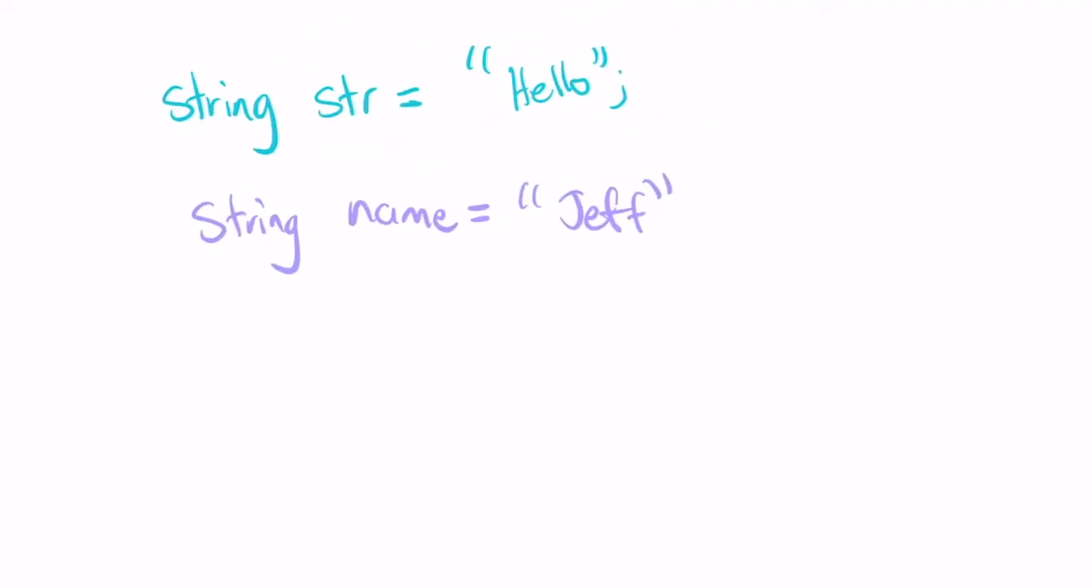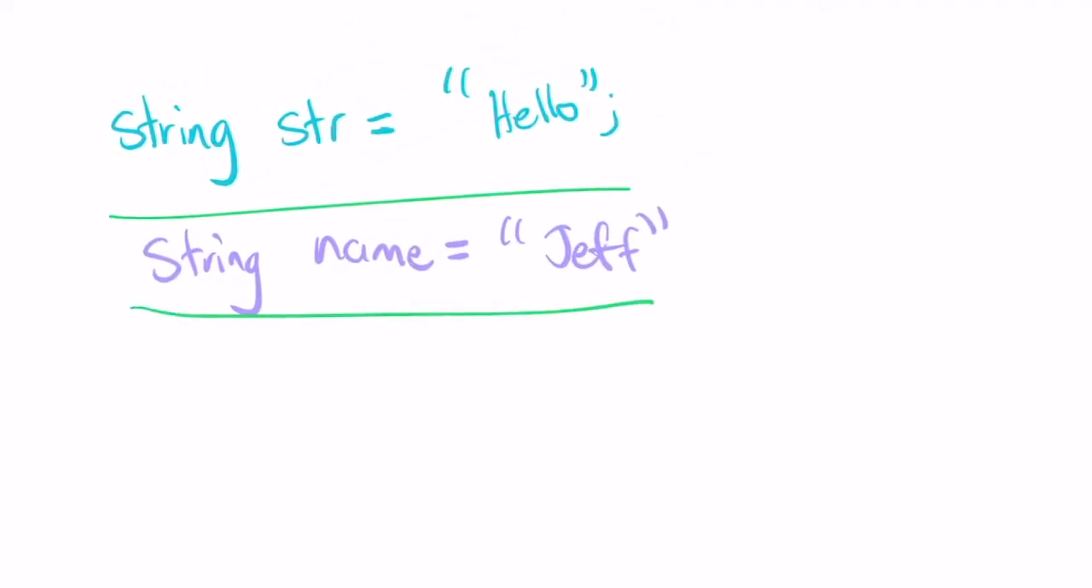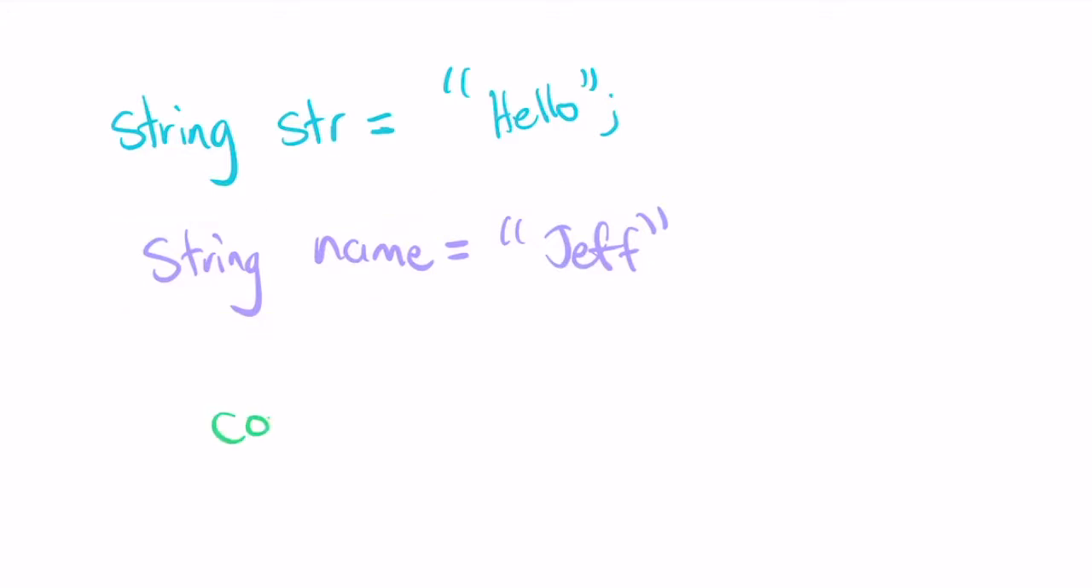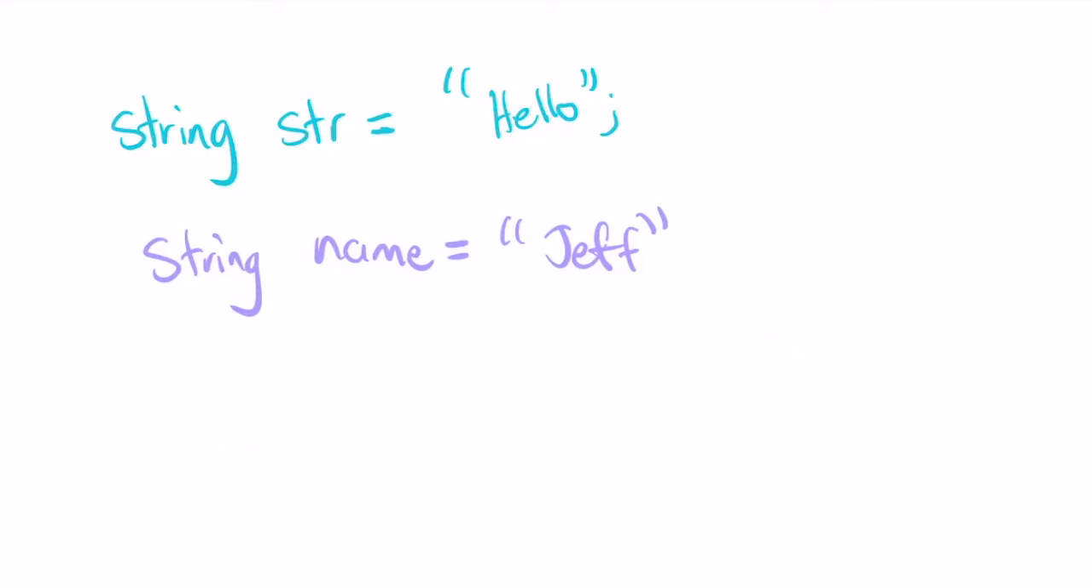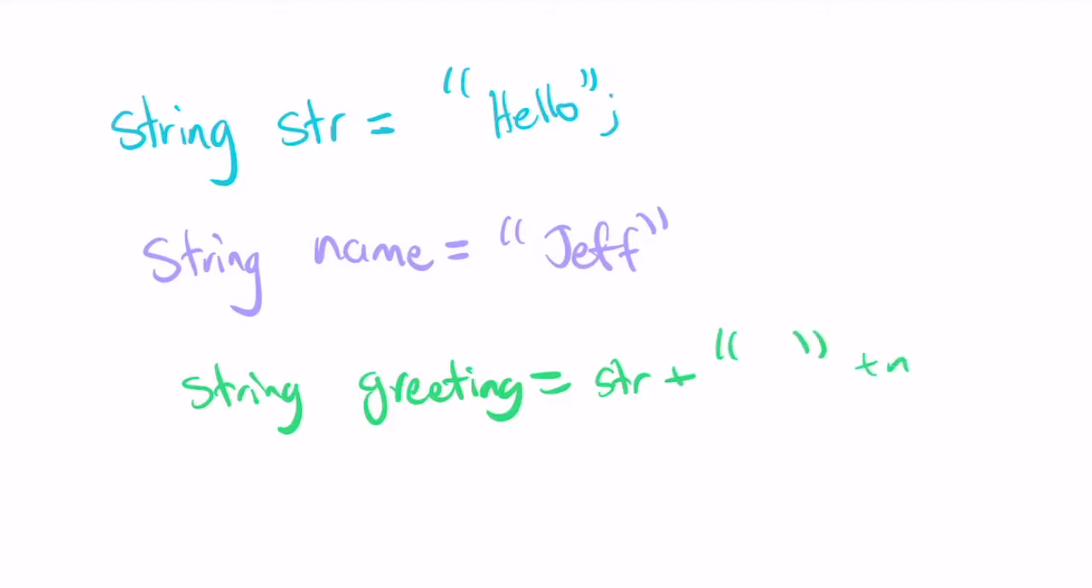So let's say we have two strings defined, string str and string name. If we want to print both of them out, we can do cout str, a space, and name. And that will print hello space Jeff. But let's say we want one big string to contain both of these. So what we can do is, let's say string greeting is equal to str plus a space plus name.